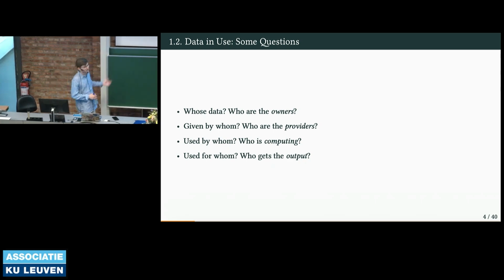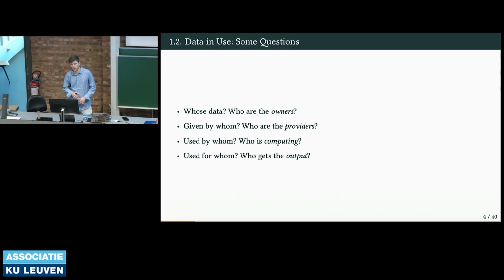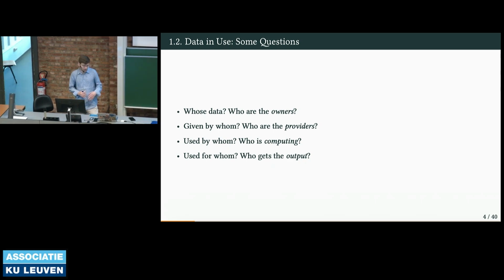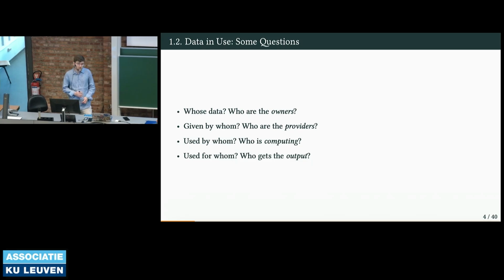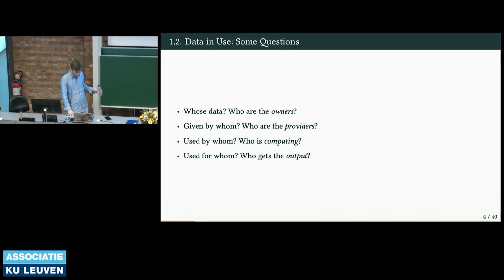And finally, who's going to get the output? Is it going to be a researcher? Is it going to be a medical researcher? Is it going to be a census person from the government trying to understand health data and stuff like this? So these can be very different parties in certain scenarios.